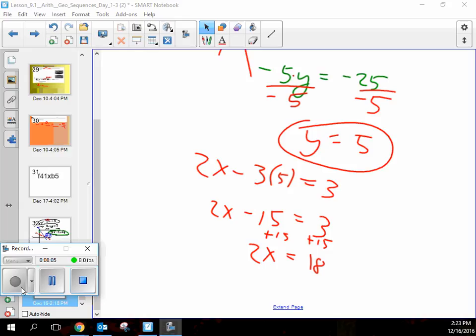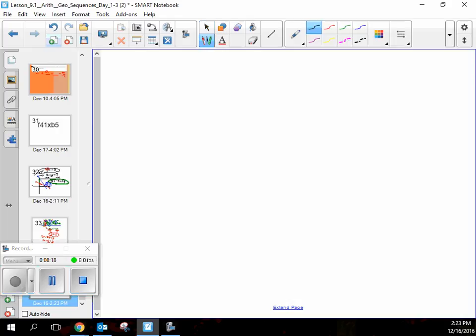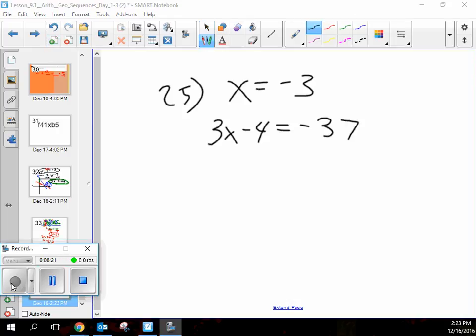Now we're going to problem 25. On problem 25, that says solve using substitution. I'm going to pause for a second while I write the problem down. Okay. All right, so here we go. X equals -3. It's just screaming to me, hey, go put that in for X. And it's saying, put it in here. X is -3. It goes right there. So 3 times -3 minus 4 equals -37.